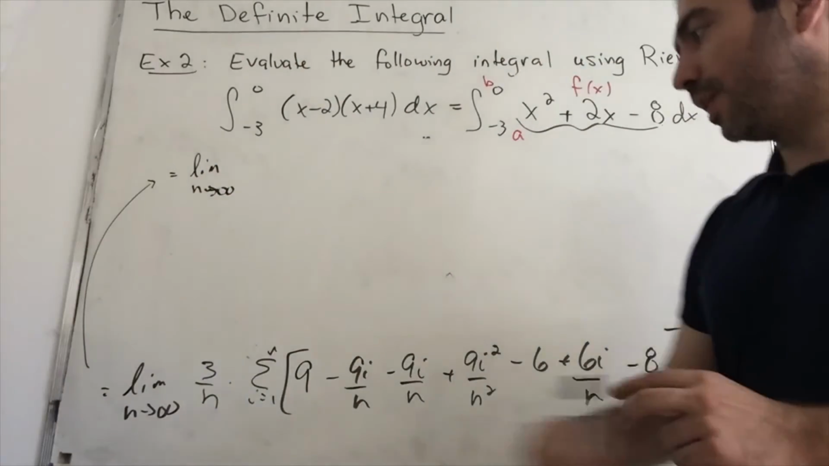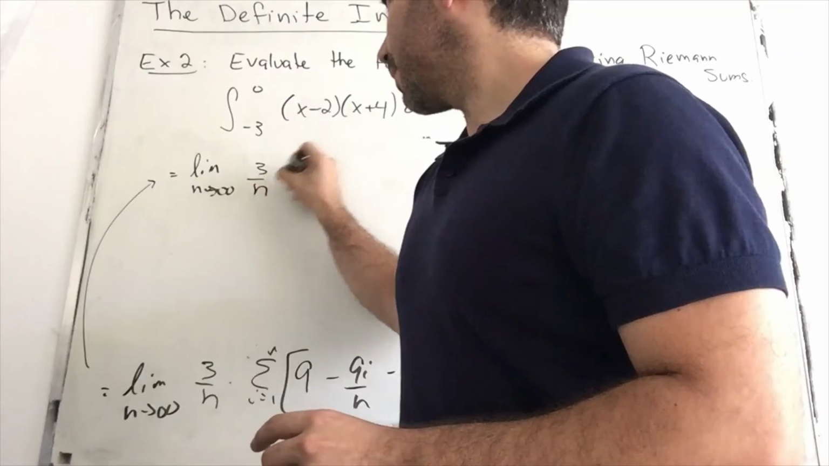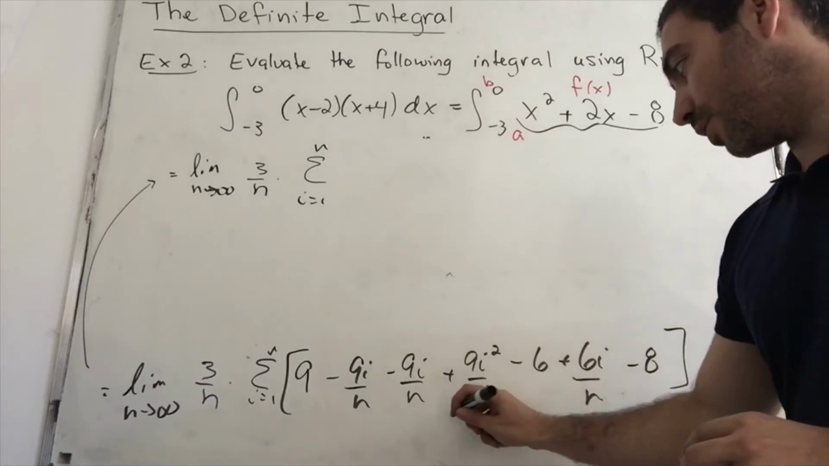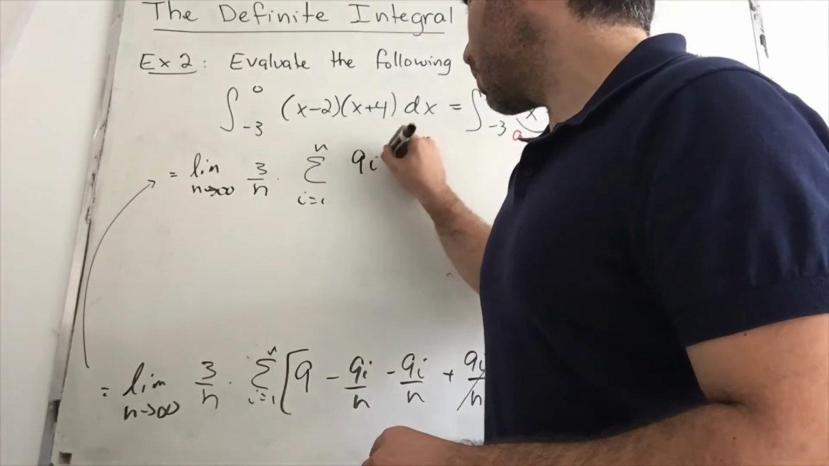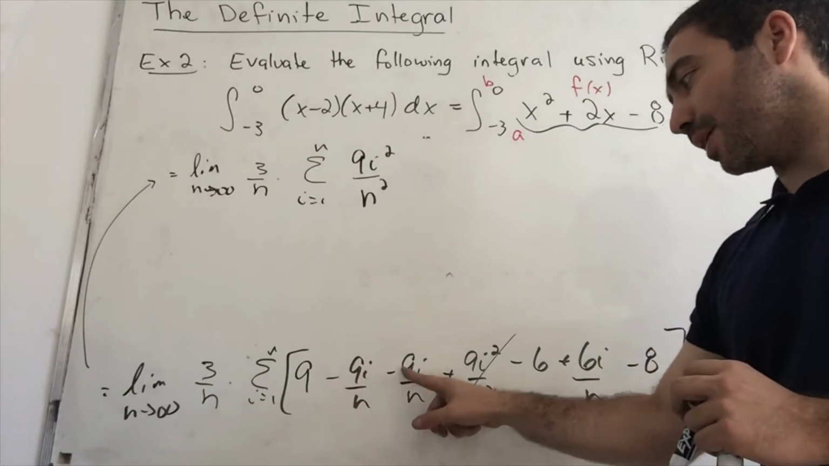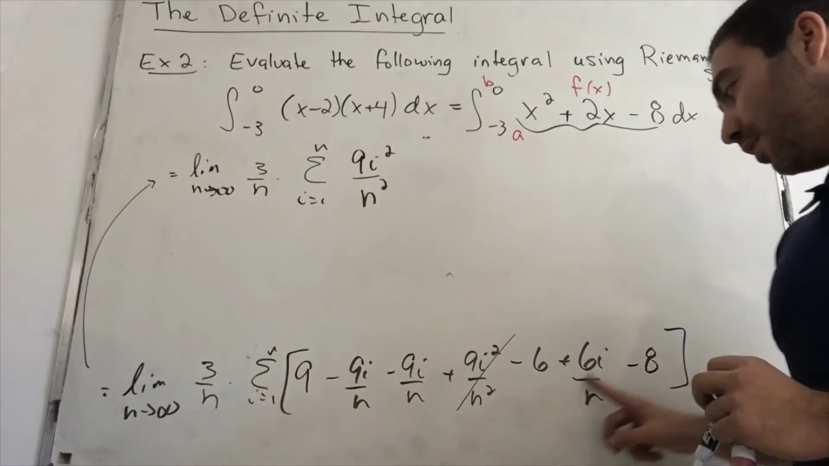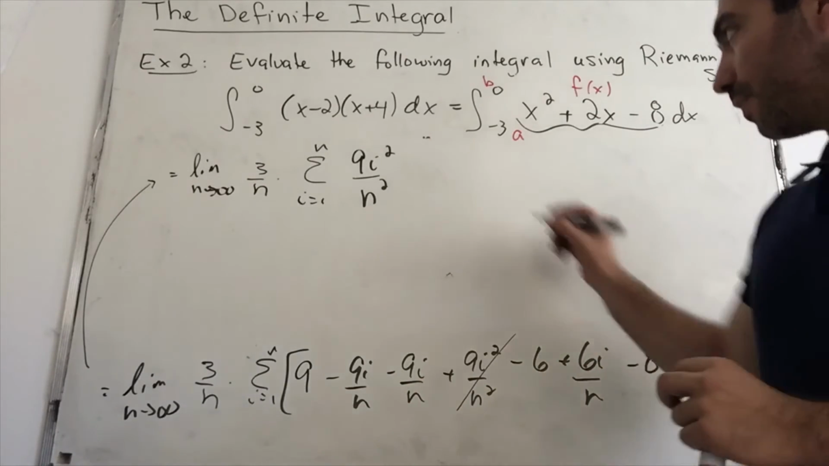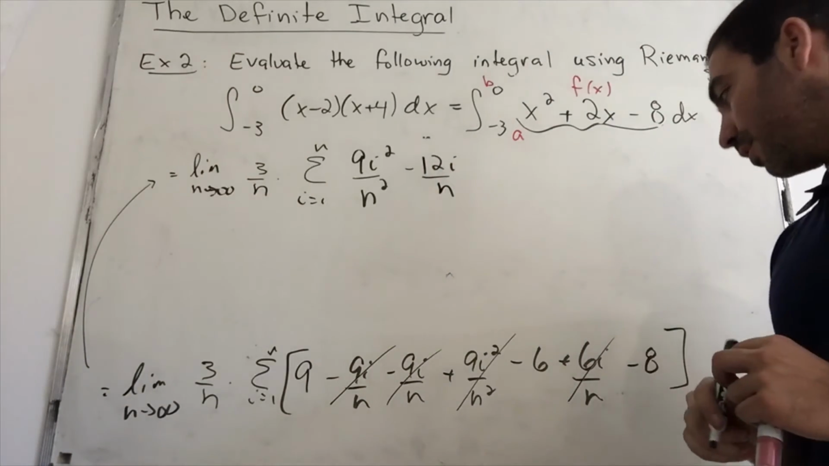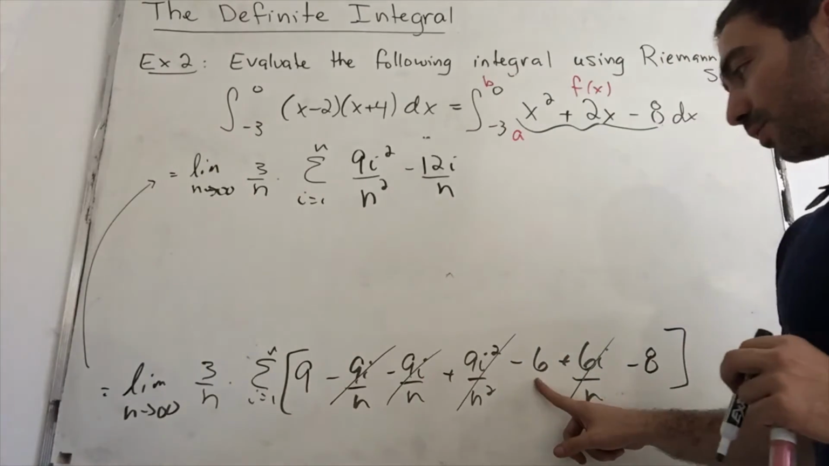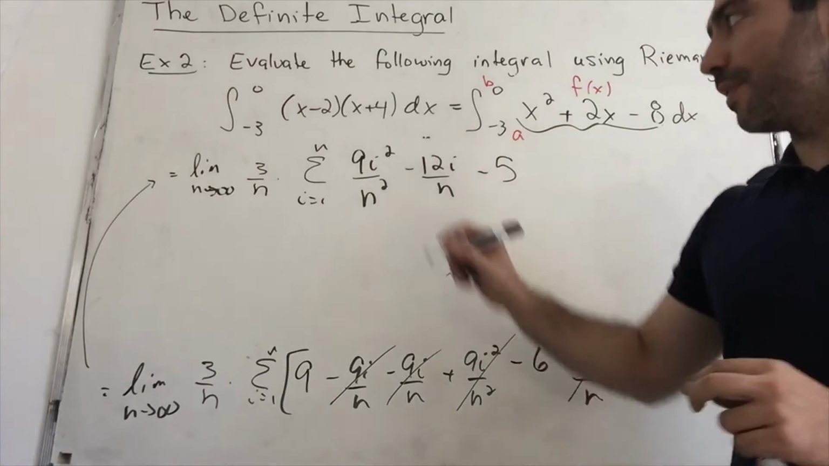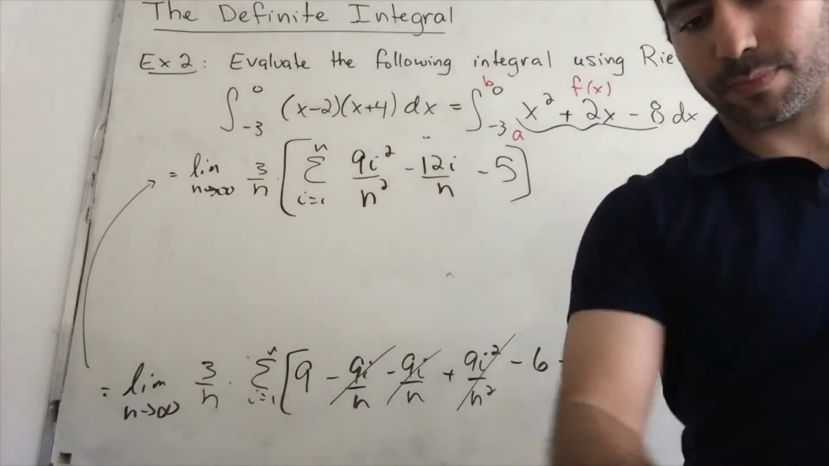The limit as n goes to infinity, we still have the 3 over n, that's here. And we have the sum, which is attacking all these terms. So the only term with an i squared is this. So we have 9i squared over n squared. If we look at the i's, we have -9i over n, minus 9i over n, minus 18i over n, plus 6i over n. So we're at -12i over n. So this, and this is done. And then we have 9 minus 6, which is 3, minus 8, which is -5. Okay. So we have this.